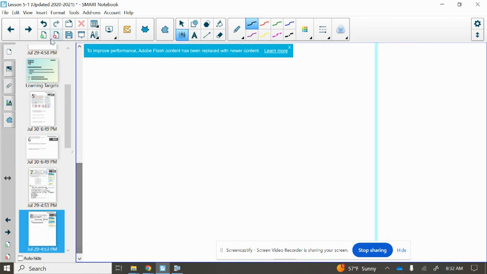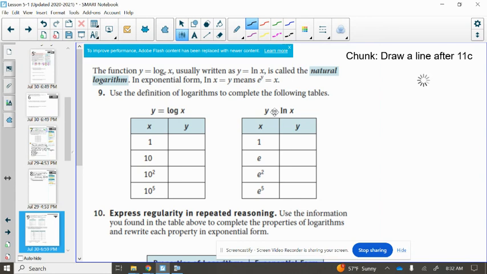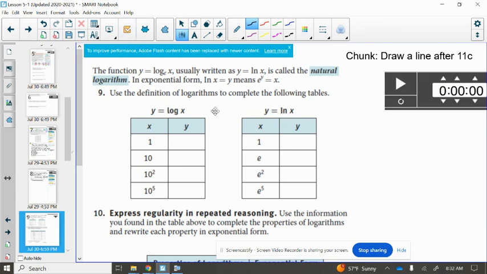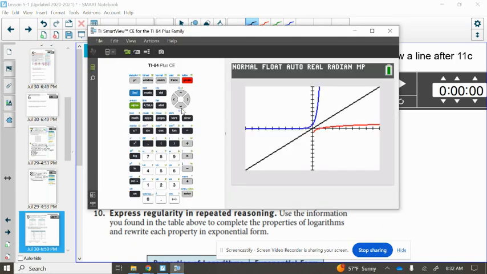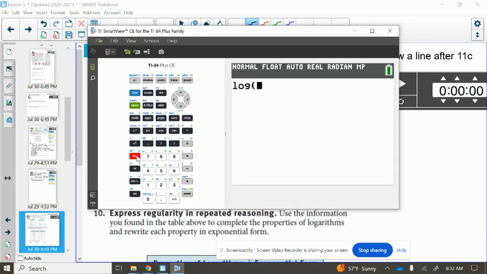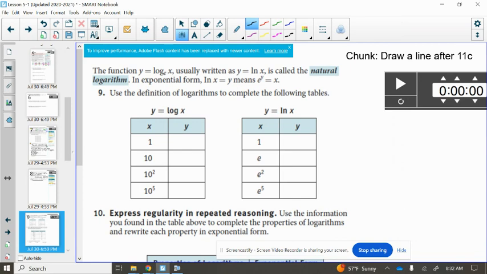Now, a big part of today is talking about our rules. We see this on the bottom of page 62, and we have some of the rules for our two most common logs that we see on our calculator. What we call the common log, which is log base 10, and the natural log, which is log base e. So these are our two most common ones, log base 10, and then log with a base of e each time.